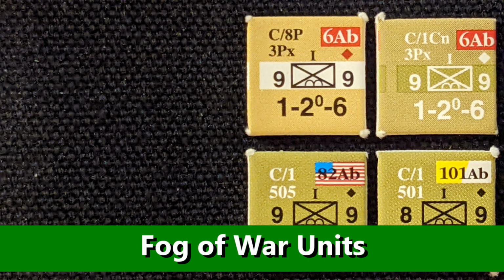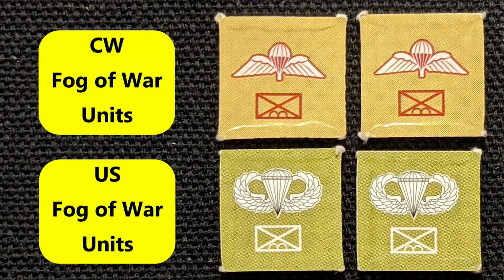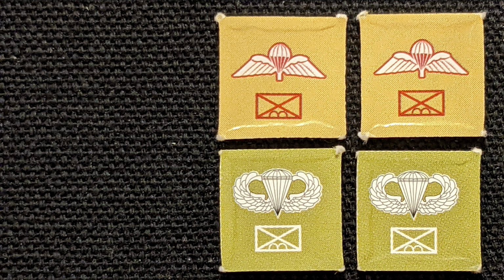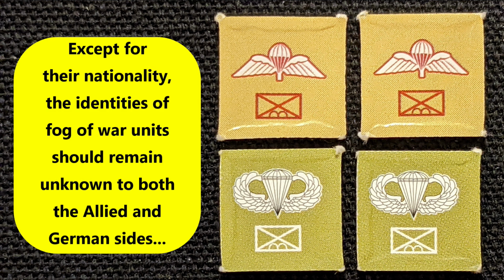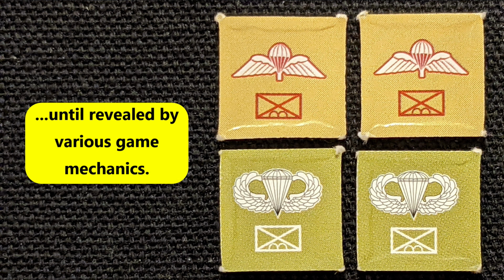Now, these one-step companies, when face up, are normal units for all intents and purposes. However, when flipped over, they become fog of war units and are subject to several special rules that will be discussed in this and later videos. As you can see here, once flipped over to their fog of war side, they all share the same symbol and are indistinguishable from each other. The fact that neither the Allied nor the German player is allowed to look at their hidden side is a key aspect of the Airborne Assault Stage, and it's extremely important that every effort be made throughout Segment 2 to avoid revealing these units.